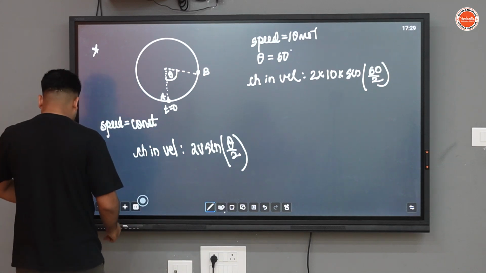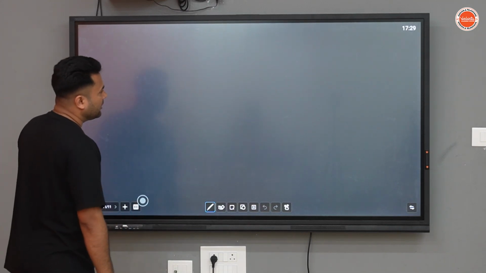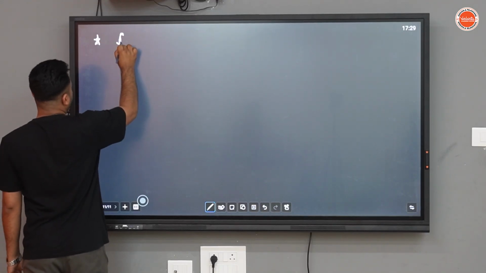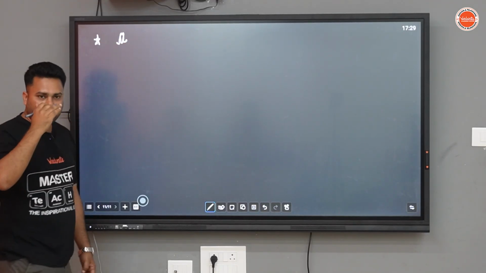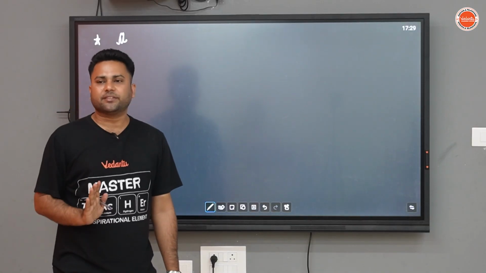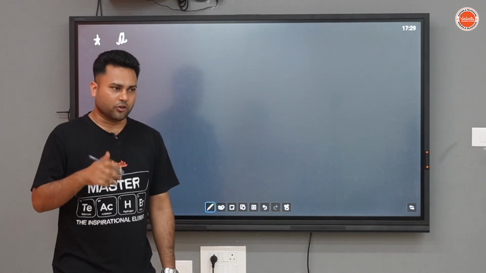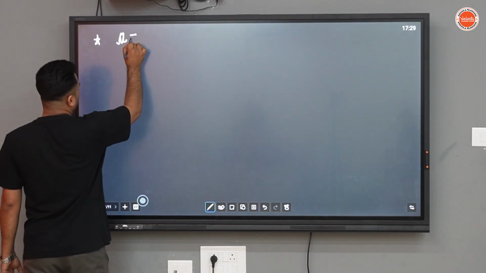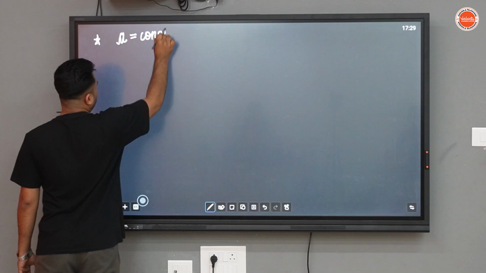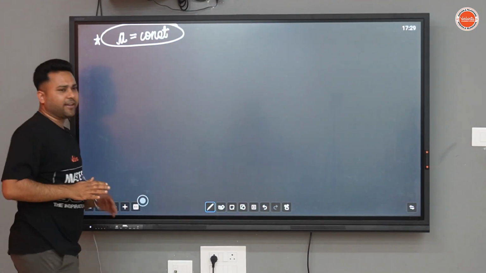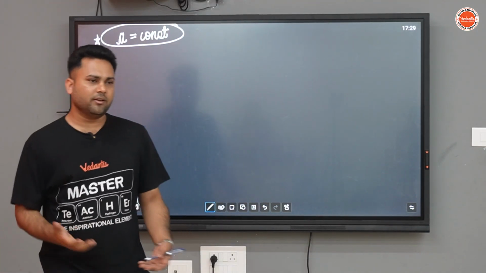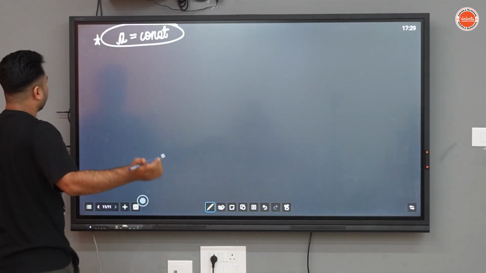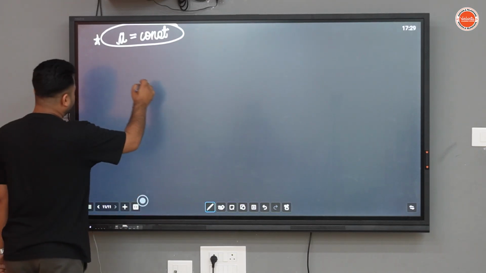Okay, next. Now if in the question acceleration is mentioned, or you feel that there is acceleration and acceleration is constant also, constant means acceleration is not changing, like acceleration equals to 4, constant. So acceleration is there and acceleration is not varying, basically acceleration is constant. So we have three equations of motion.